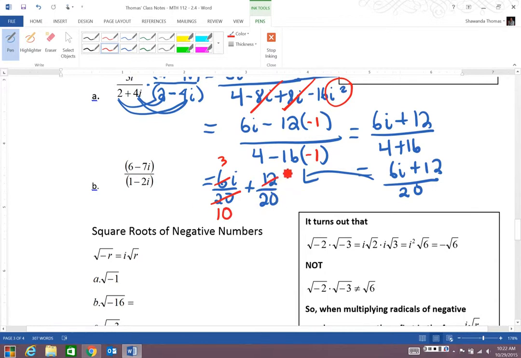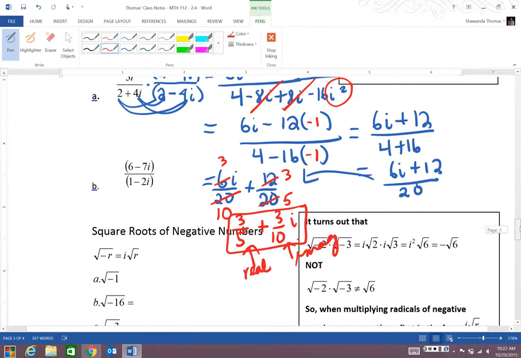Alright, 4 can go into 12 3 times. 4 can go into 20 5 times. Since this is the real part, I will write 3/5 first, then I will write 3/10 i. So I'm just writing the real part first and then the imaginary part.